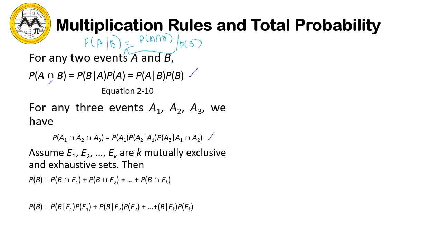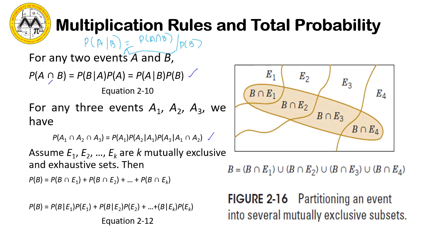So we can now apply the multiplication rule that P of B is equal to P of B given E1 times P of E1, plus P of B given E2 times P of E2, and so on and so forth.